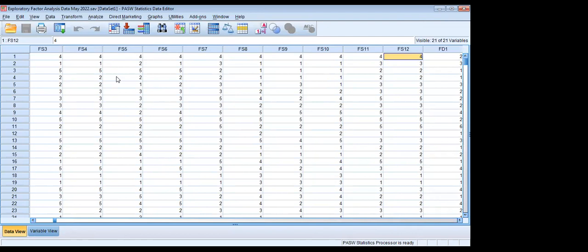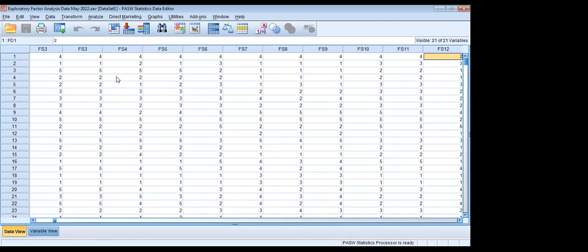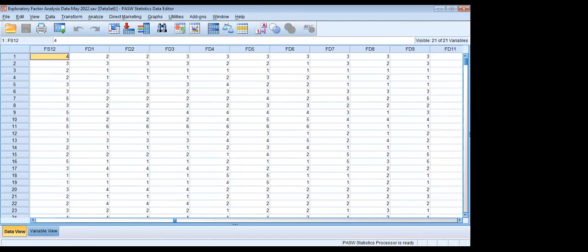Assume you are giving it in a Google link. Part A is for socioeconomic demographic variables. In part B, you are giving these 11 research variables, right? Then again, FD1 through FD11, again 11 variables in part C, right? So 11 variables in part B, 11 variables in part C. This FD is called financial discipline.